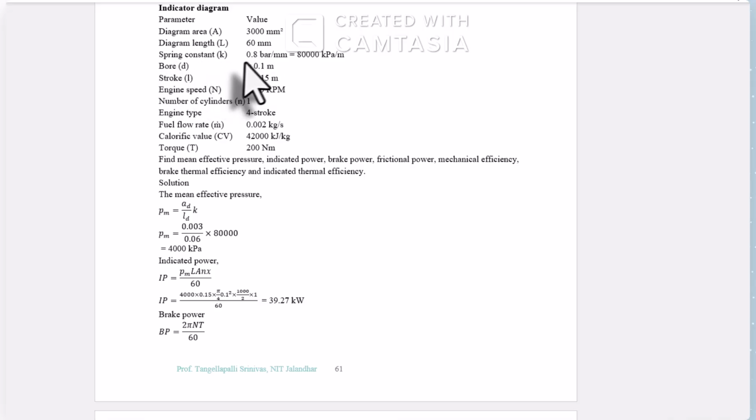Spring constant is 0.8 bar per millimeter, that's 80,000 kilopascal per meter. Bore diameter is 0.1 meter. Stroke length is 0.15 meter. Engine speed is 1000 rpm. Number of cylinders is 1.